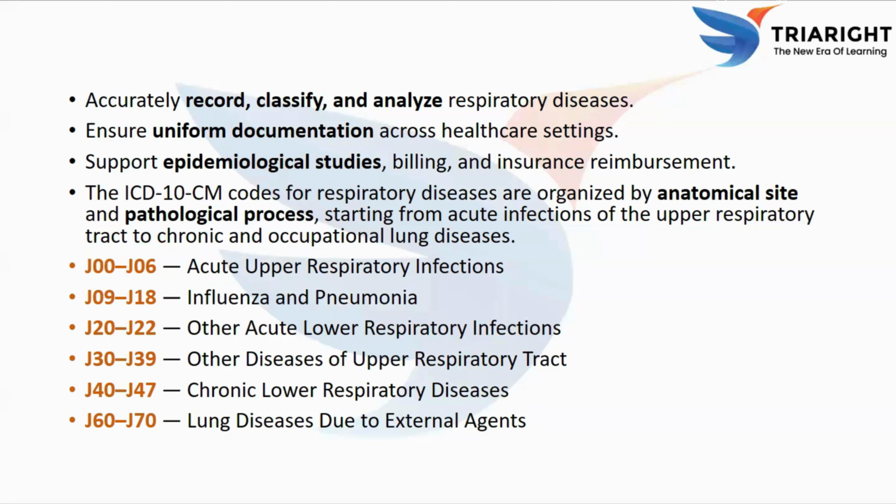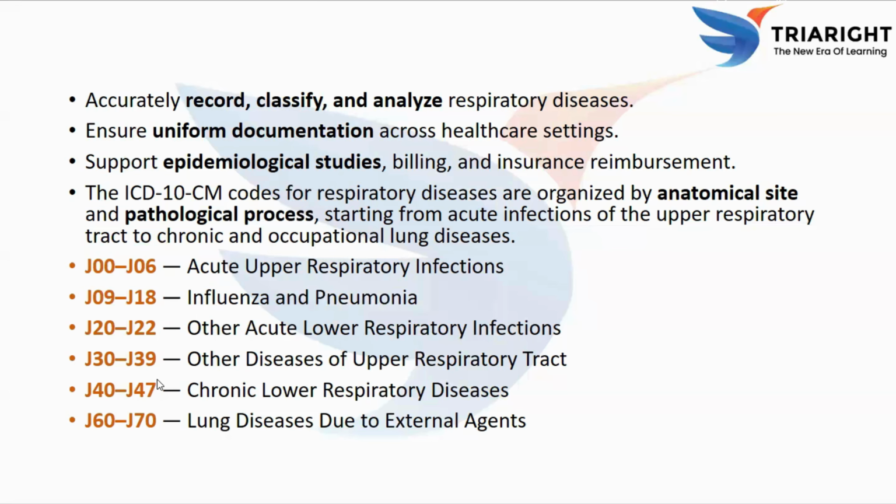So what code ranges are there in the respiratory system? J00 to J06: acute upper respiratory infections, for example, the common cold or sinus infection. Acute means short term, right? It is short term and can be cured easily. J09 to J18: influenza and pneumonia, like flu and lung infections. J20 to J22: other acute lower respiratory infections. What are the lower respiratory organs? Like the bronchi and bronchioles. Infections related to the bronchi and bronchioles, like bronchitis, are included in J20 to J22.